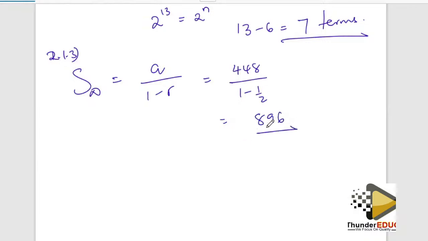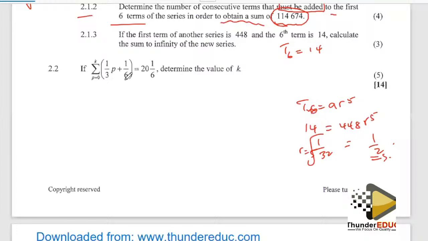So that's what we get. So step number 1, you need to find the common ratio. Then use the common ratio to get the sum to infinity.